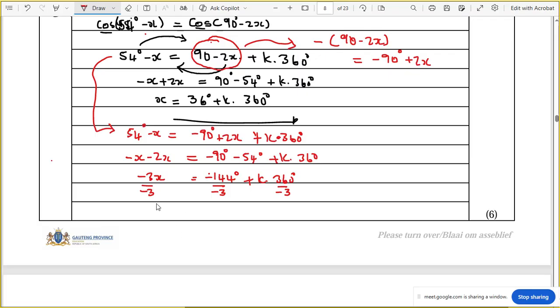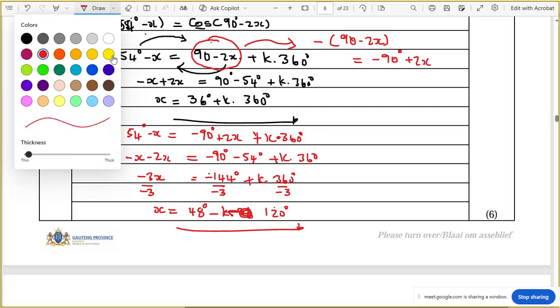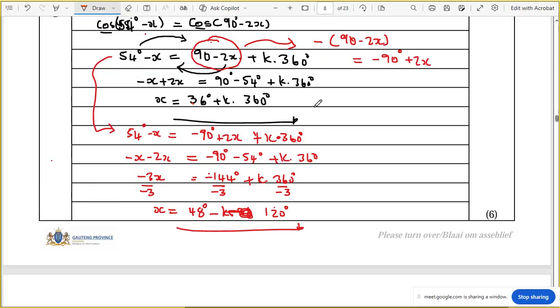x is equal to positive 3 goes into 144, 48 times. So this will be 48 degrees minus k times 120, k times 120 degrees. Then that will be your answer. I just want to verify if we are allowed to divide the k times 360 with a negative sign. Are we allowed to do that? Yes, sir. Okay, thank you very much.